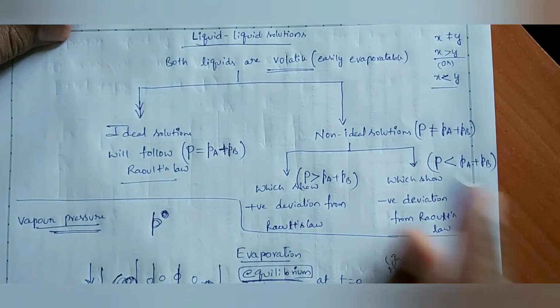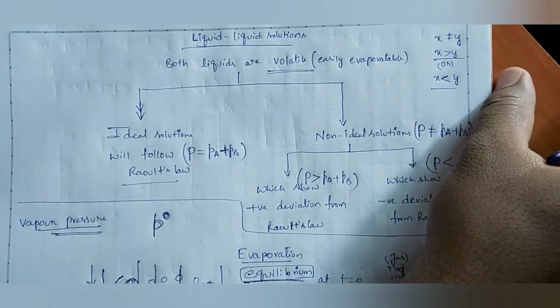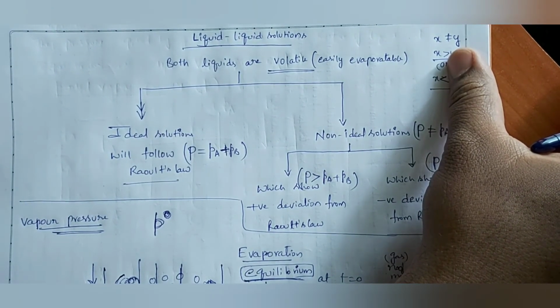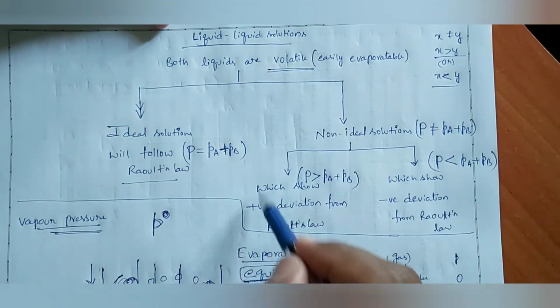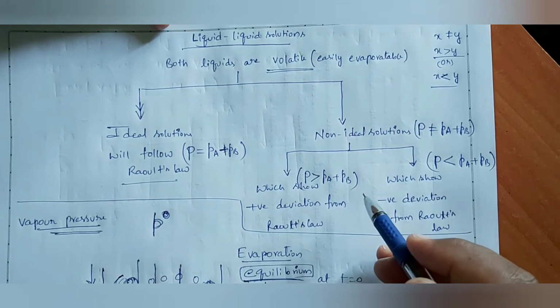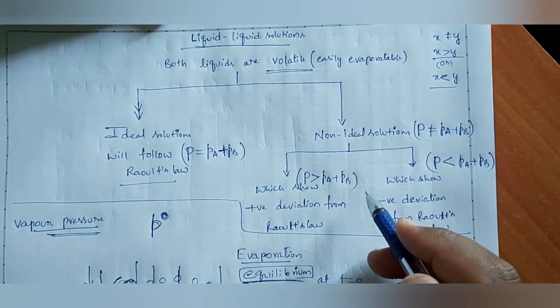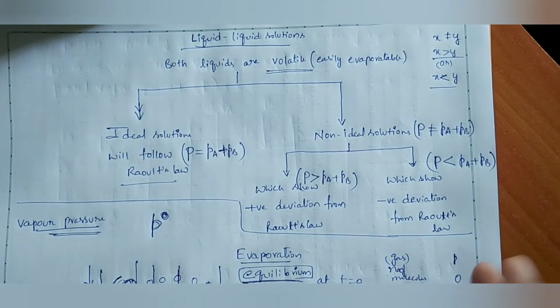Is it okay? This is about today's class. And in next class, in what conditions capital P is equal to Pa plus Pb, by taking one example, I will explain the solution. And in what conditions non-ideal solutions will show positive deviation and negative deviation, by using the graphs also, I will explain in next class. I hope you are clear about today's class.